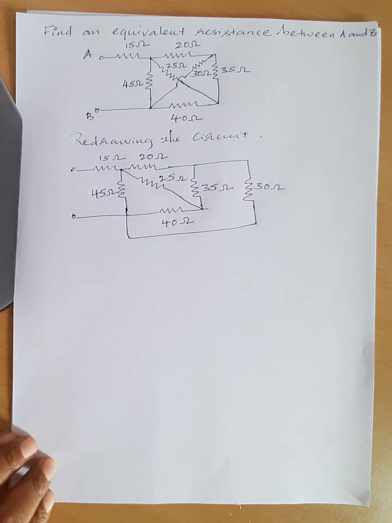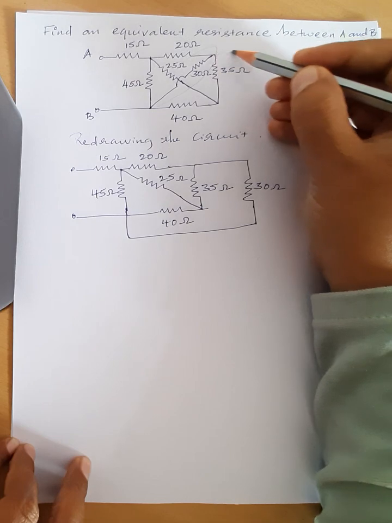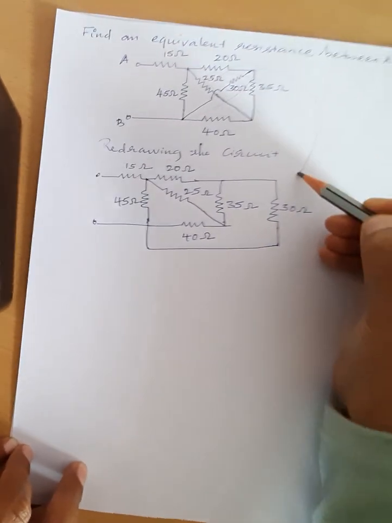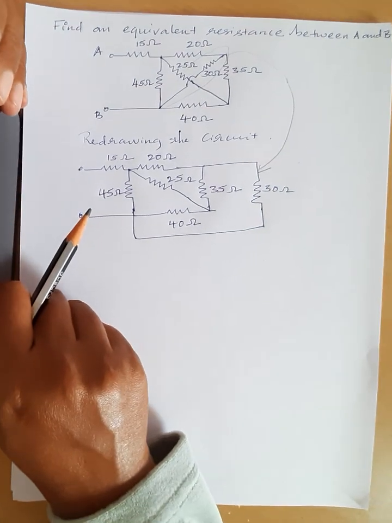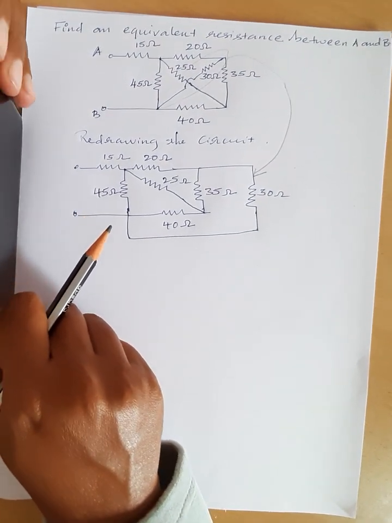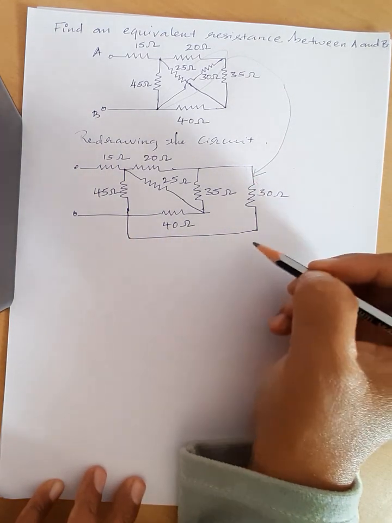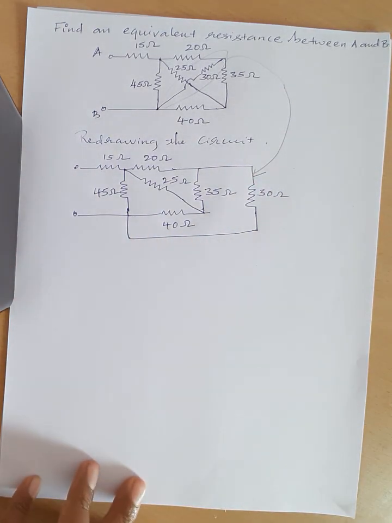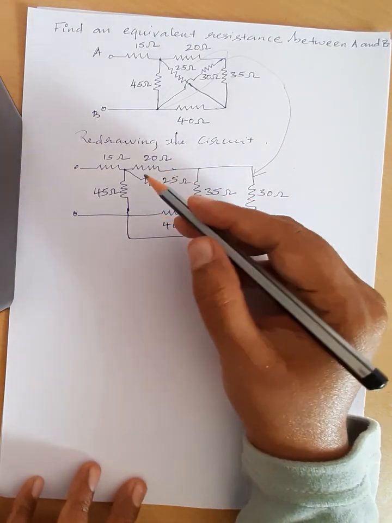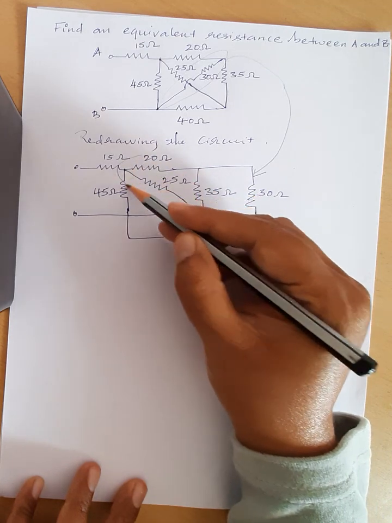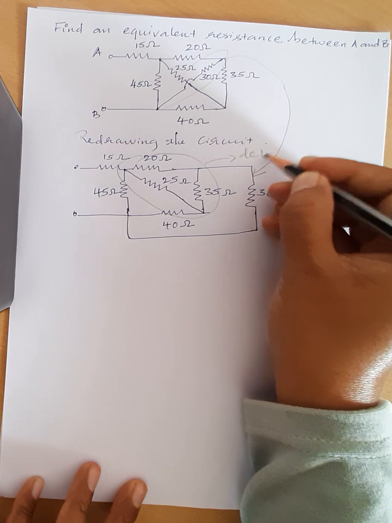So I have now redrawn this circuit. This part is now written like this. You can observe, I have just taken that branch and written it like this. That's all. If you observe the network, you have two delta circuits here. You can take out one delta network. This is one delta network.